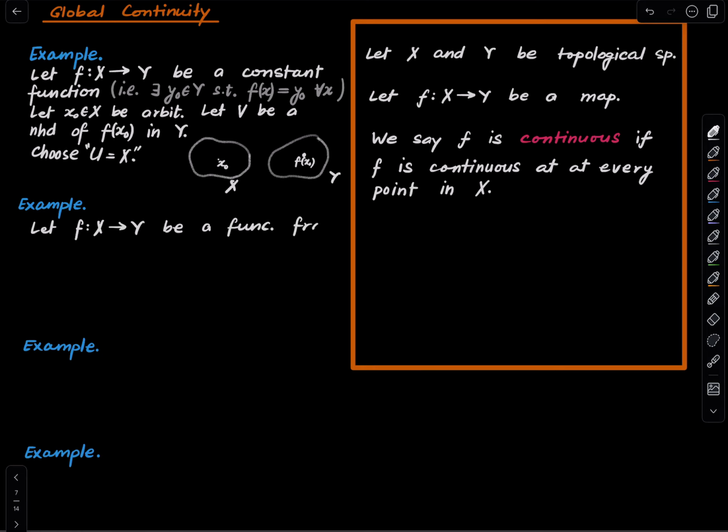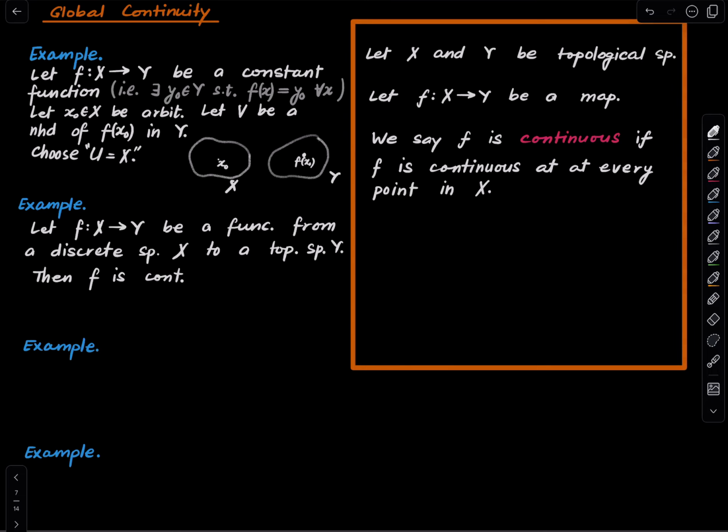From a discrete space x to a topological space y. Again, what do we mean by a discrete space? It just means a set equipped with the discrete topology. It's a topological space where the topology is the discrete topology. So f is a function where this is a discrete space, then f is continuous.